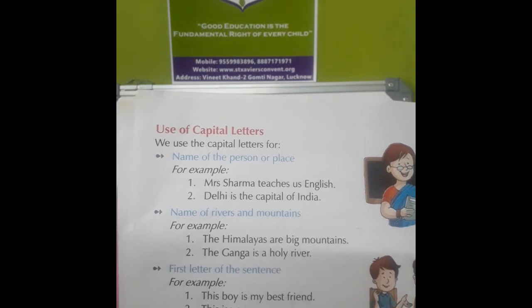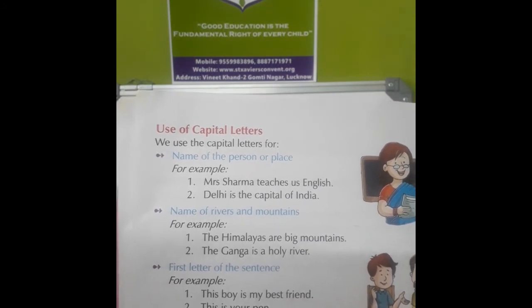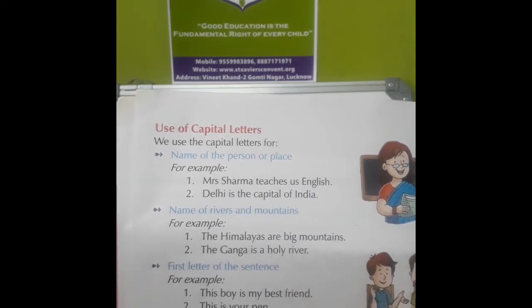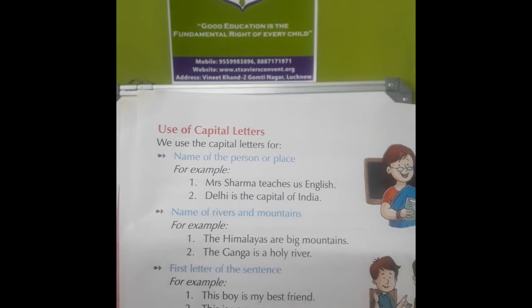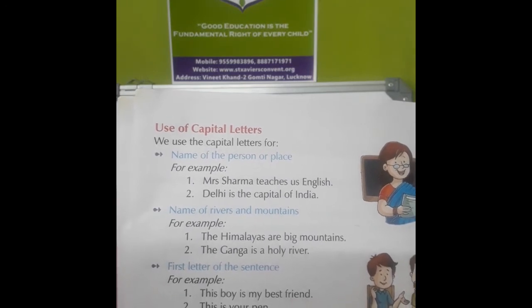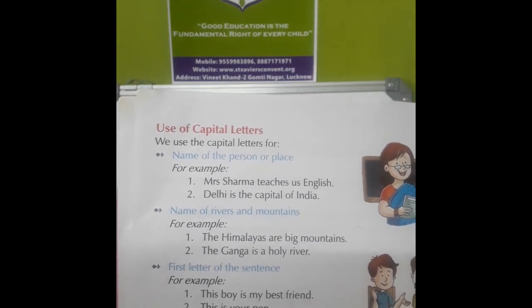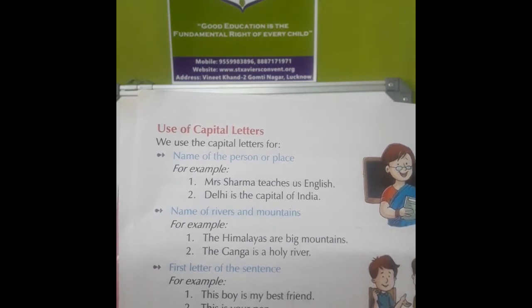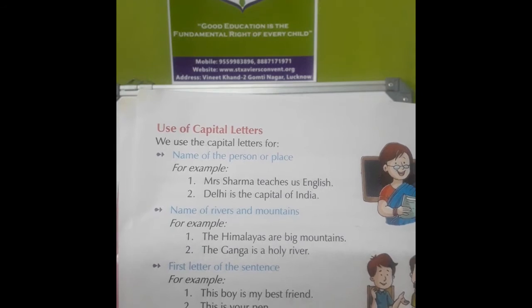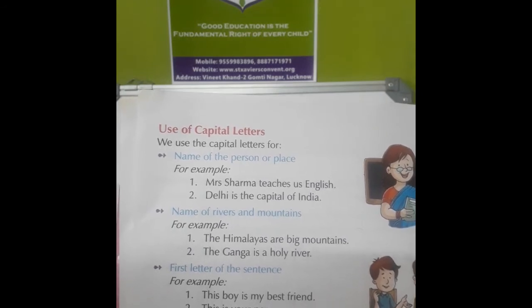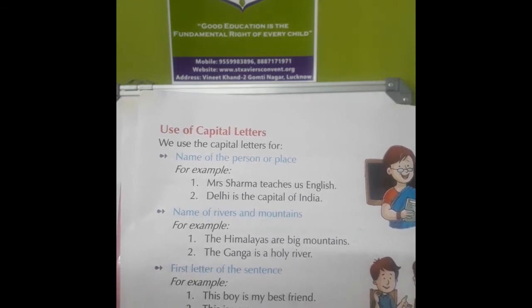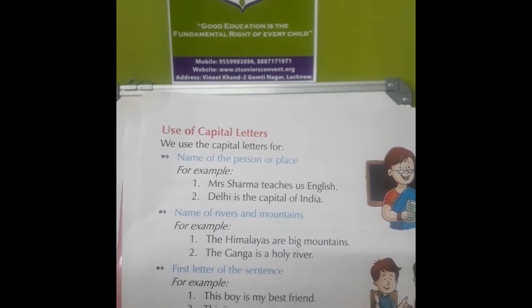Name of the person or place. For example, Mr. Sharma teaches us English. Mr. Sharma is the name of a person. That's why we are using Mr. Sharma in capital letters. Now see the second example, Delhi is the capital of India. Delhi is a place and India is also a place. That's why we are using D in capital letter and I in capital letter.